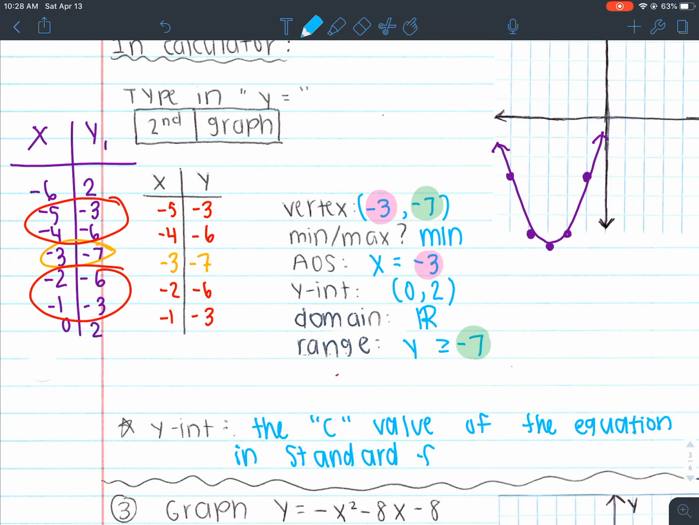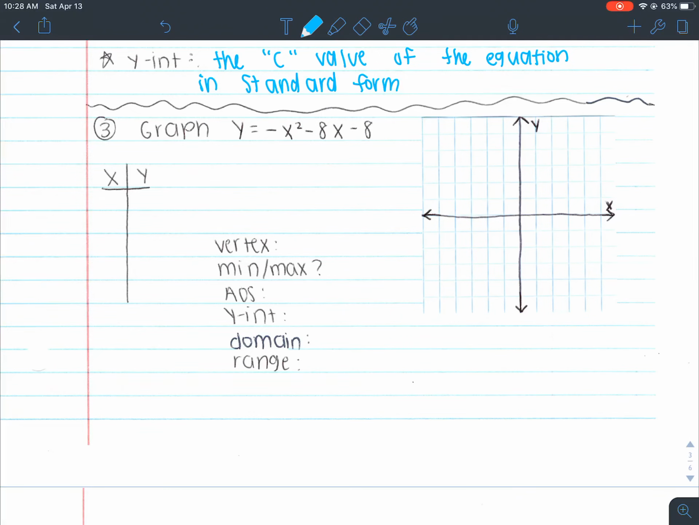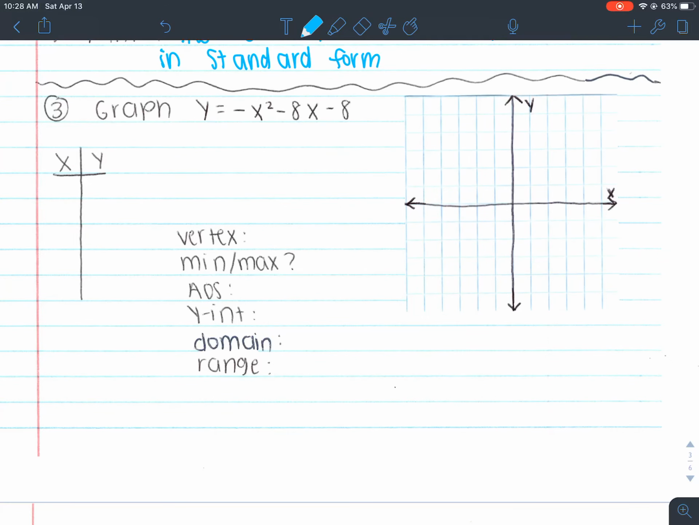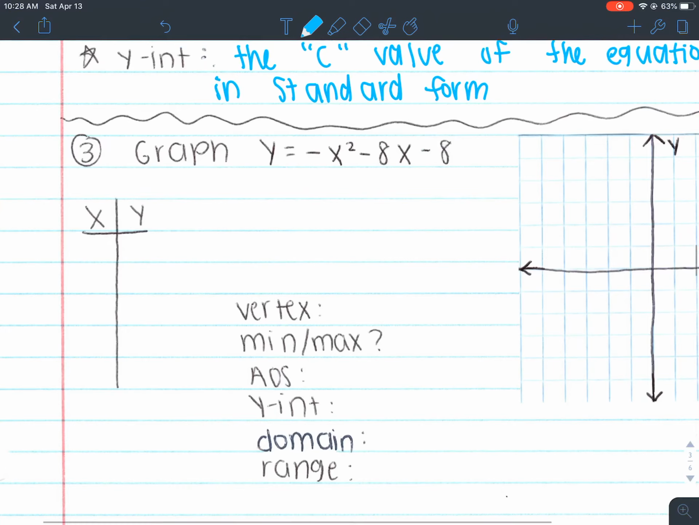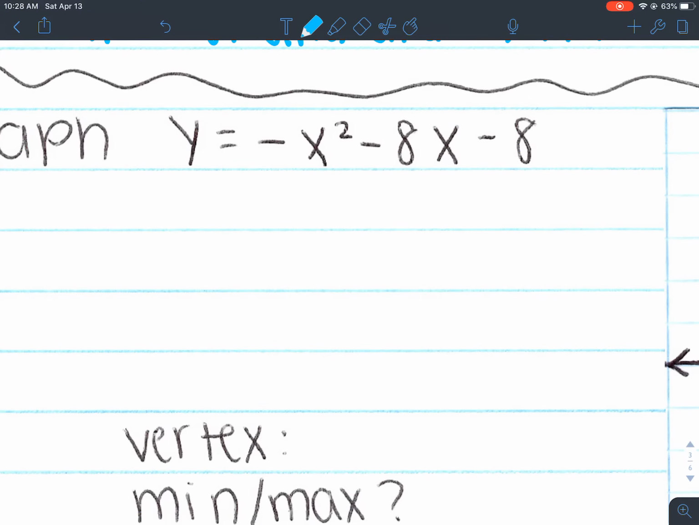So whatever that c value is, that's your y-intercept, okay? All right, last graph. We need to graph y equals negative x squared minus 8x minus 8. Now, if you feel really good about this and you have your calculator, you can go ahead and graph it. I do want to make sure that you are very careful. That first sign is always going to be a negative sign. So if you have something in the front, that's a negative sign. Okay? You don't want to put a minus sign in the front.